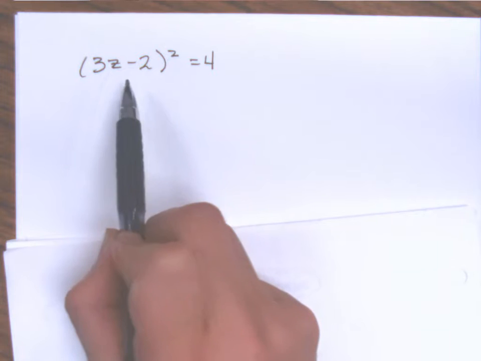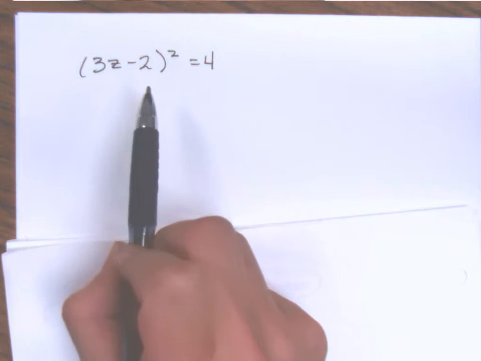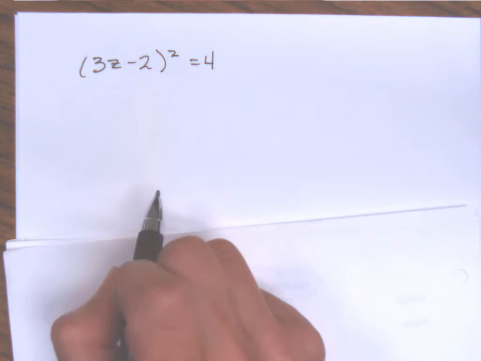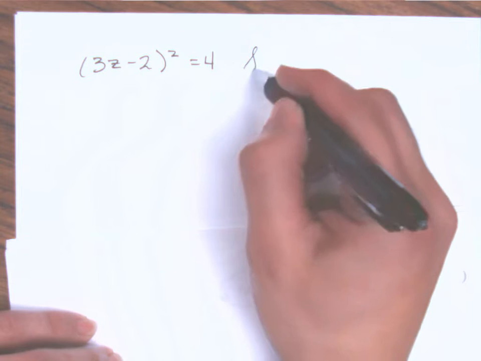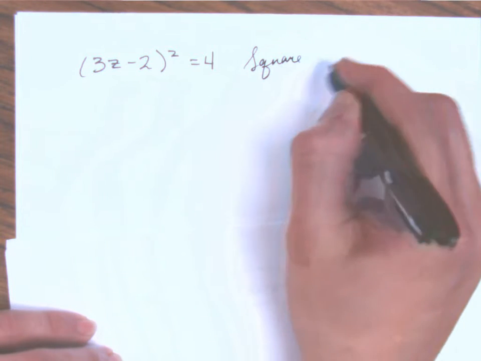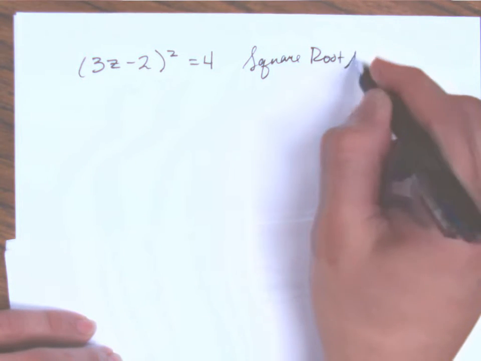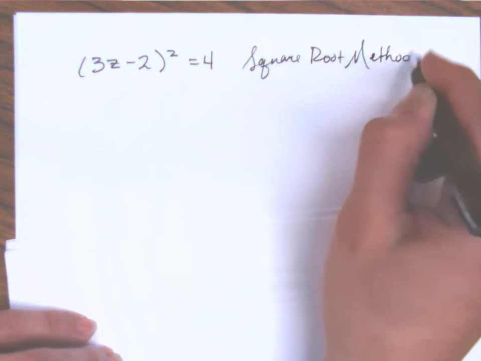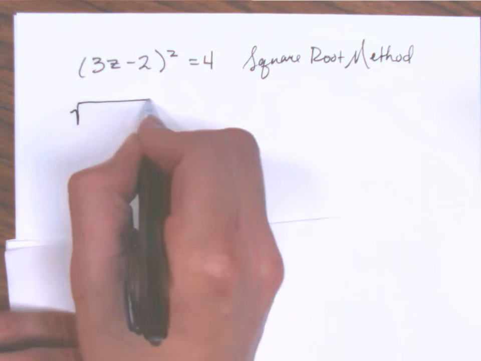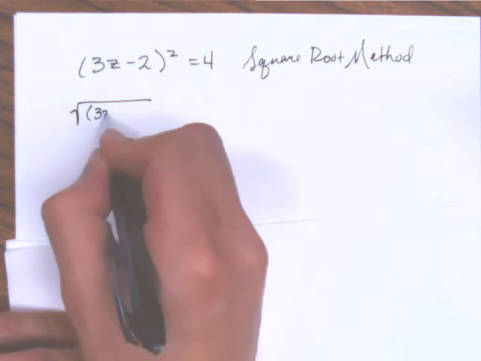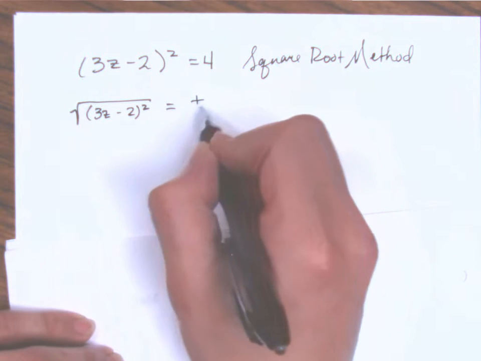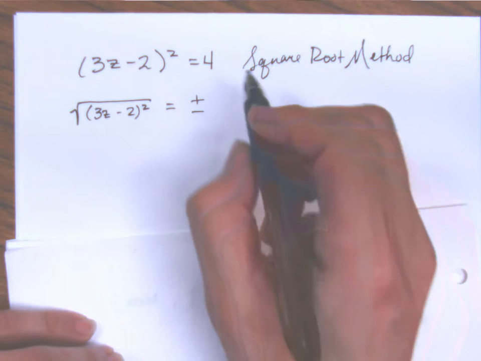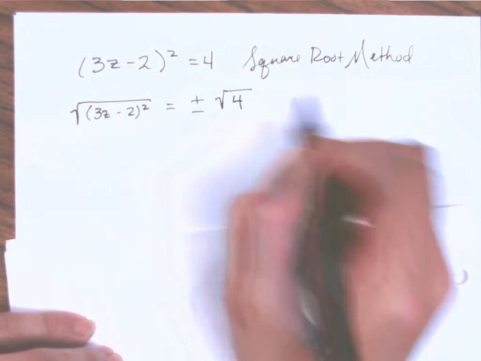So instead of foiling everything out and setting it equal to 0 and trying to solve that way, we're just going to use the square root method again. So square root method. That means I put a square root on both sides of my equation, (3z - 2)² equals, please don't forget you need a plus or minus sign here, the square root of 4.